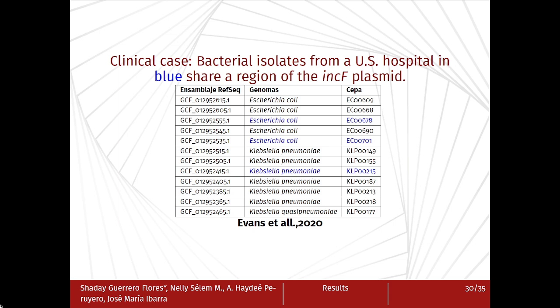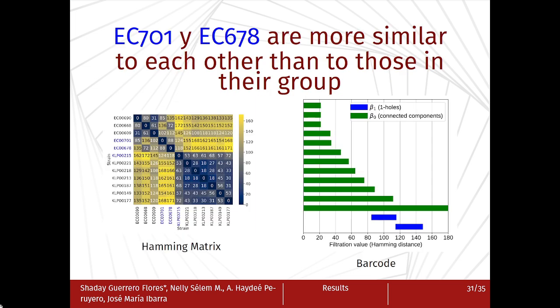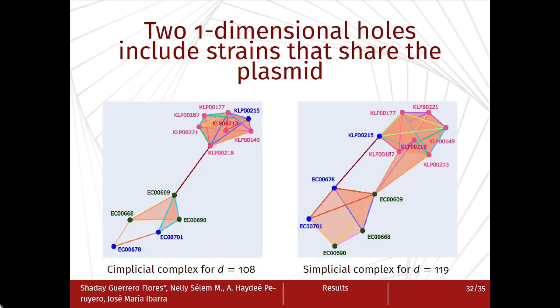So the clinical case, we study many bacteria isolated from a USA hospital, and three isolates have horizontal gene transfer. They have the same plasmid in F. And when we apply this strategy, persistent homology, we detect two one-holes here and here. We can see the geometric representation, my simplicial complex, and we can see the two one-holes here and here, when the vertex appears, the isolates that have the horizontal gene transfer.